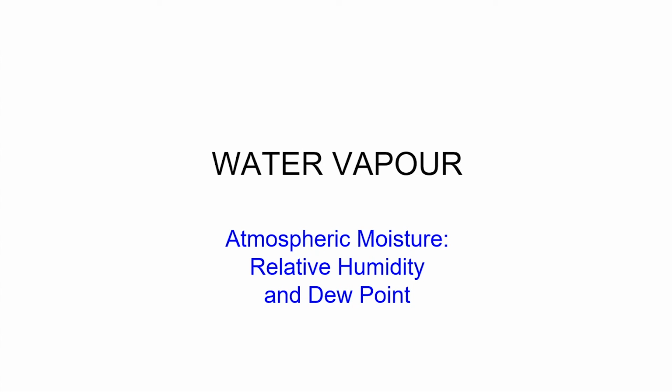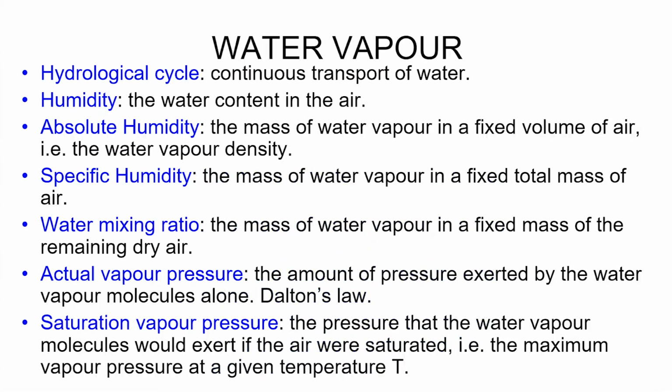So therefore, we need to study the water vapor. So these are some important definitions. Hydrological cycle. The hydrological cycle is the continuous transport of water from land and oceans to the atmosphere, and from the atmosphere again back to land and oceans and poles. Humidity. This is the water content in the air. There is a term called absolute humidity. This is nothing but water vapor density. So that is the mass of water vapor in a fixed volume of air.